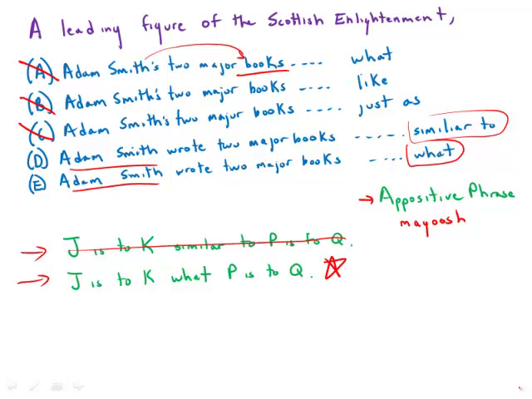And so what we're saying here is whatever J is to K, P is that same thing to Q. So that's a very long way to say it, and a very short way to say it is J is to K, what P is to Q, where "what" is signifying the relationship that is active between both terms. So D is out, and E by far is the best answer choice.